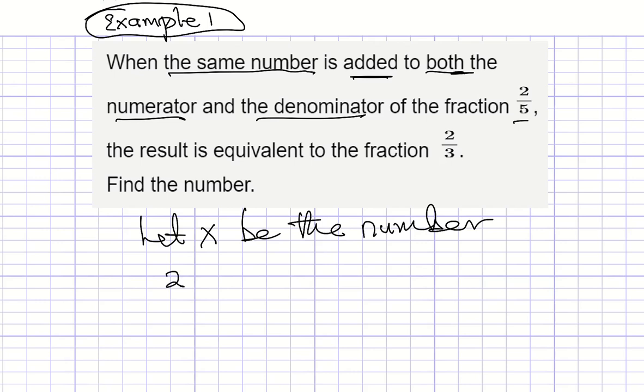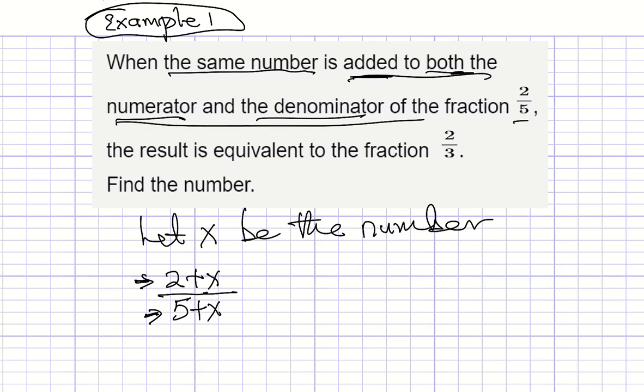Well, you have 2 and you have 5. This is the numerator, and this is the denominator. They say x is added to them. You add it right there, to both of them. That's what it is saying: it's added to both the numerator and denominator of the fraction. Okay.